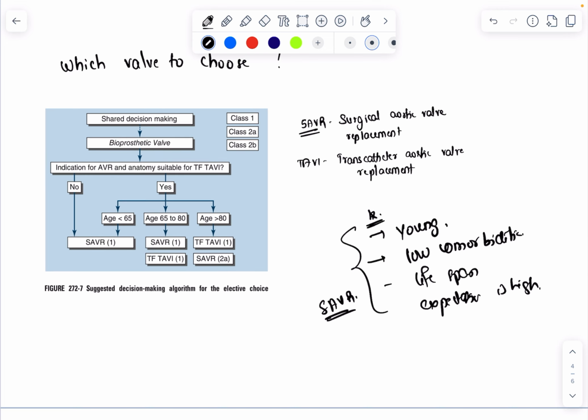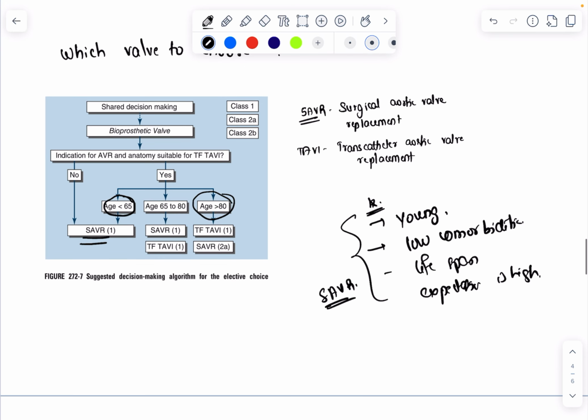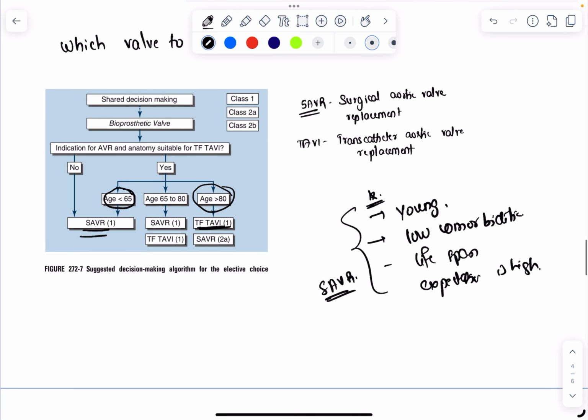Just remember, if the patient is less than 65 years, it means the patient is fit and healthy, so we will plan for surgical aortic valve replacement. And if the patient is more than 80 years, then transcatheter aortic valve replacement is preferred. In between the age of 65 to 80 years, we can go for SAVR or TAVI, but SAVR is preferred over TAVI. And if the anatomy is not suitable for TAVI, like we have to go through the femoral vessel in this procedure, and if the arterial anatomy is not good, then we have to go for surgical aortic valve replacement.